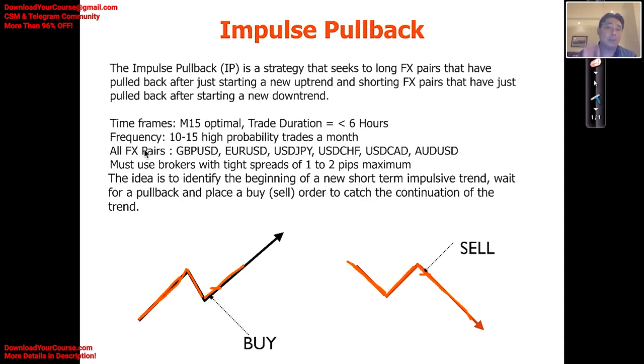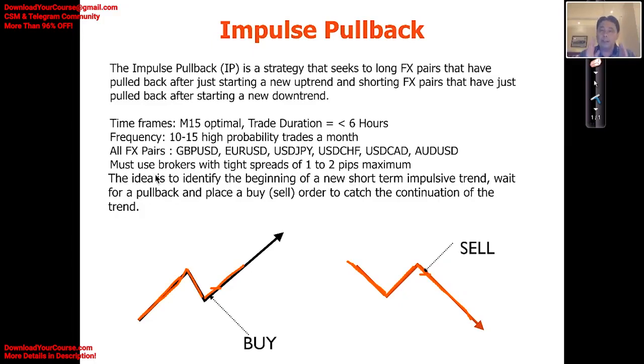Now, how often do these setups appear? These setups can appear quite often, but I only take the high probability setups, which I'll tell you how to identify. And for these high probability setups or trades, I would say an average of 10 to 15 a month for this particular strategy, okay? Now, this works on all Forex pairs of major currencies. So again, you've got the pound dollar, the euro dollar, dollar yen, dollar franc, dollar CAD, Aussie dollar, pound yen. So any of the 8 major currencies and the different pairs that they create, okay?